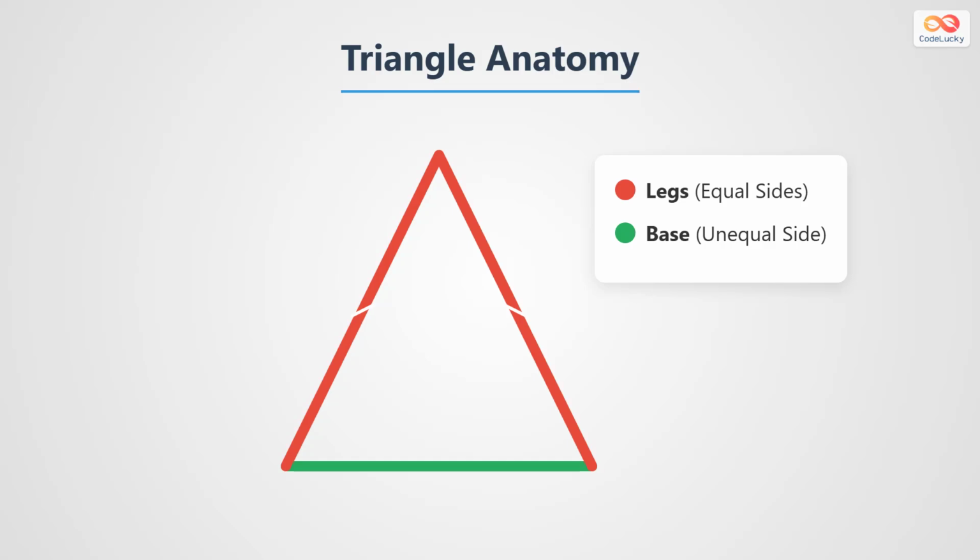Let's view them together. Here we have the two red sides, which are the legs, and the green side at the bottom, which is the base. Remembering these names is crucial for understanding theorems later on.